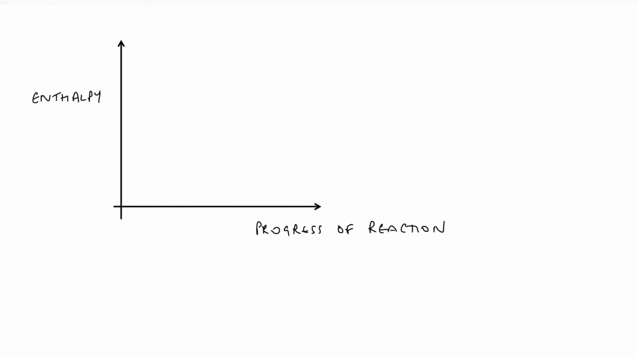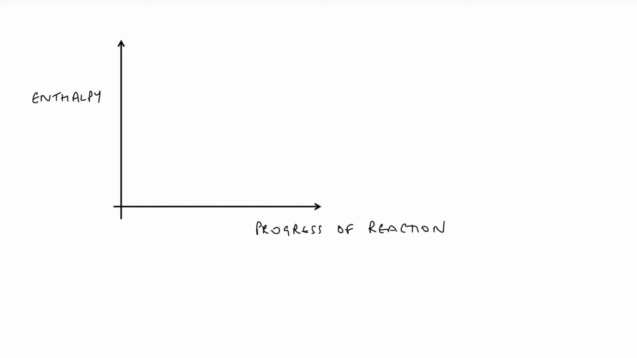In this video, I'm going to show you how we can use average bond enthalpies to calculate the enthalpy change of a reaction. Now, as I'm sure we're all aware, reactions are either exothermic or endothermic, and the heat that's transferred during a chemical reaction, either to or from the system into the surroundings, is a result of bond breaking and bond making. And to start with, we're going to show this just very simply on an enthalpy level or enthalpy profile diagram.